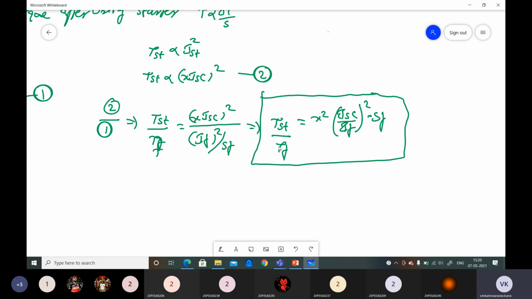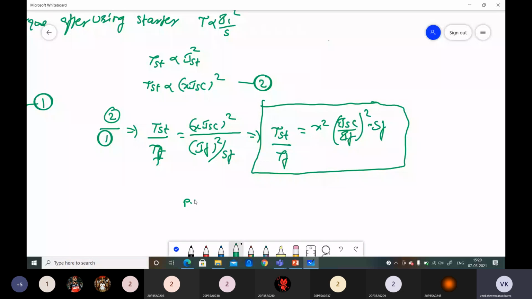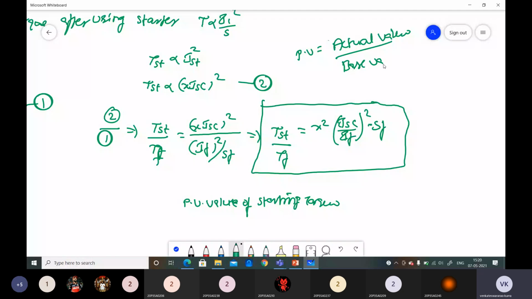This can be represented in terms of per unit value. So the per unit value of starting torque. Per unit value is nothing but actual value by base value.